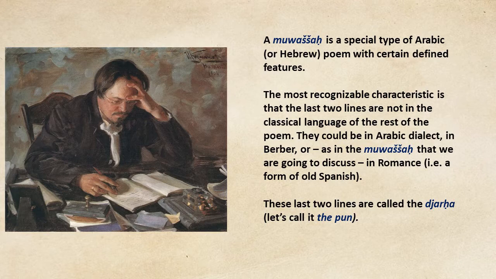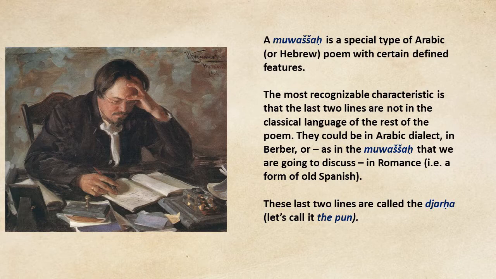Let's say if it's an Arabic poem, Arabs would write in classical Arabic, but the last two lines would not be in classical Arabic. So it could be in a dialect. It could be in Berber. It could be in Romance, which we could define as a form of Old Spanish or Old Portuguese, or something related to that. Could also be in Hebrew. There were actually Hebrew Muwaššaḥs that ended with Spanish, but some of them ended with Arabic even. So all these things, it's like the last two are different, and so it's like a climax or an anticlimax.